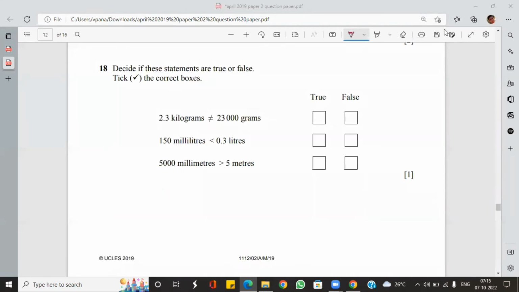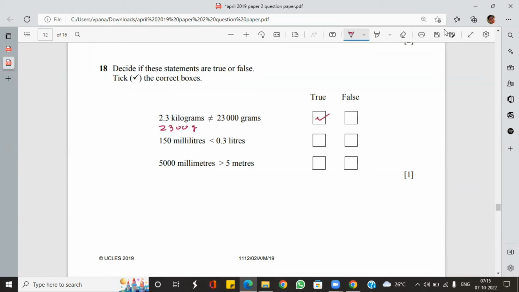Got it? Decide if these statements are true or false. Tick the correct boxes. 2.3 kilograms is 23,000 grams. So 2.3 kilograms is going to be 2,300 grams. So this is not equal, it's a false statement.